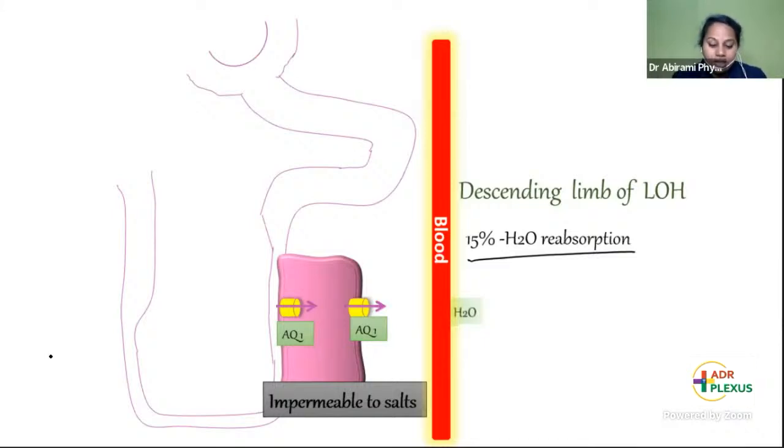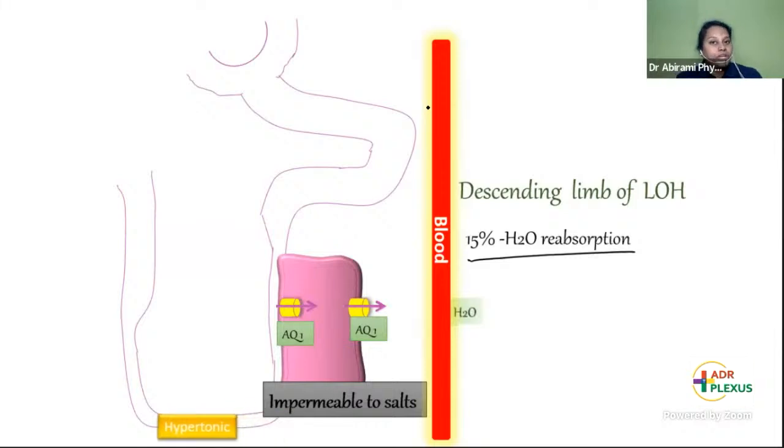Very good. Aisha, Pavitra, Sharan, very good. It is impermeable to salts. Only water is reabsorbed. So it will be highly concentrated. That is called hypertonic. Very good, all of you. So it's hypertonic. Another repeatedly asked concept: the fluid which came from the PCT is isotonic. The fluid which comes out of the descending limb of the loop of Henle is hypertonic.